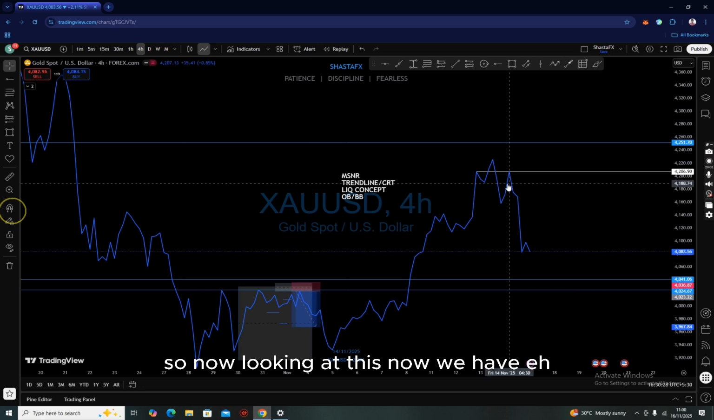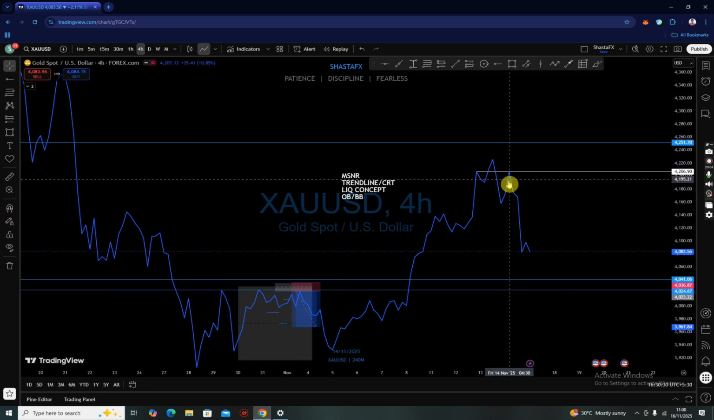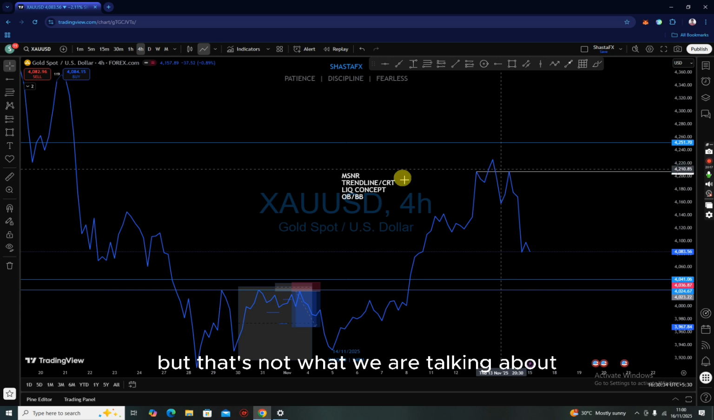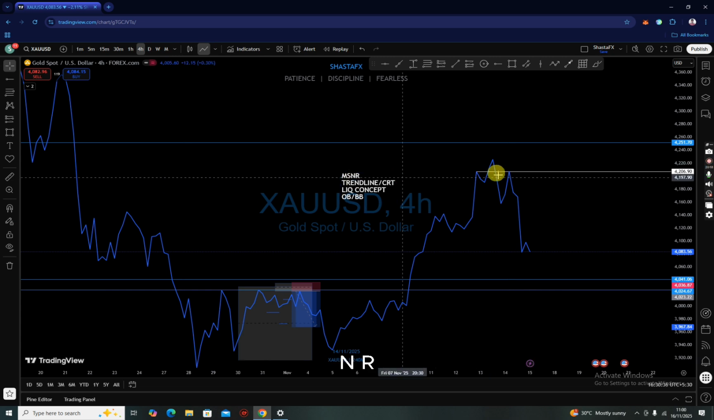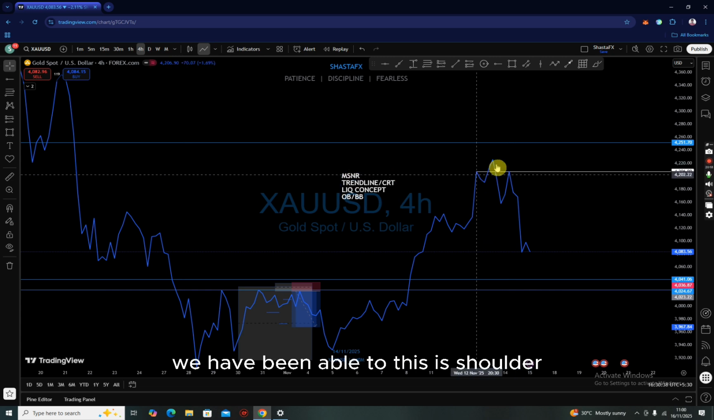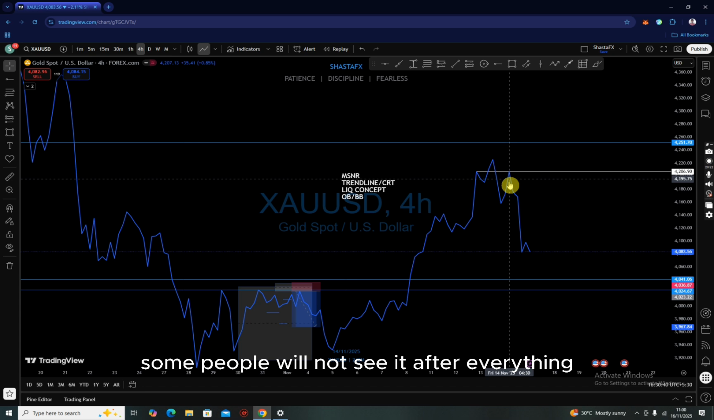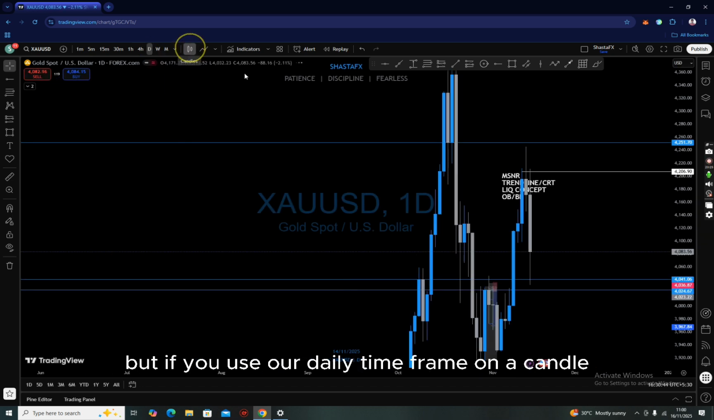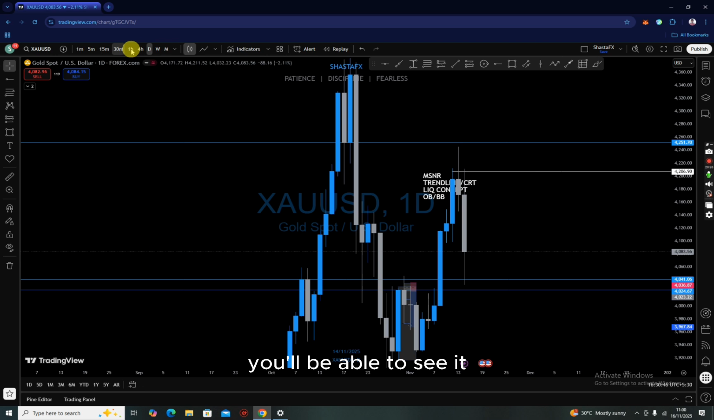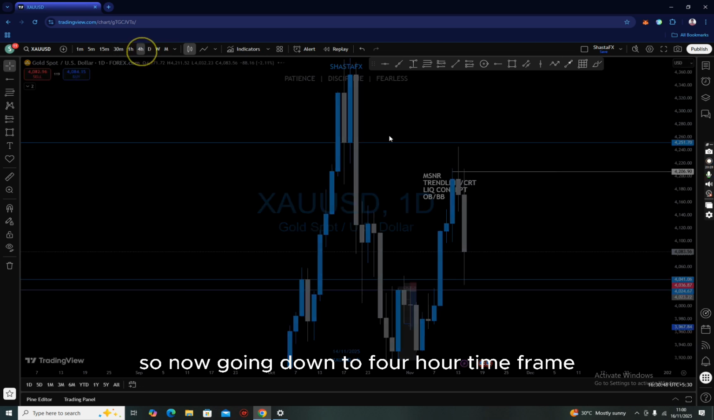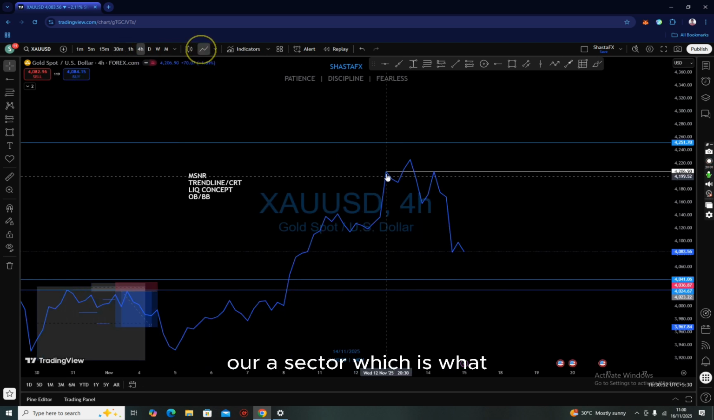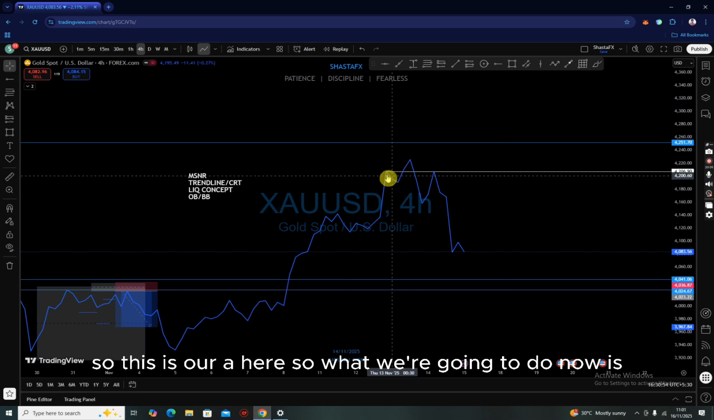Looking at this now, in some strategies they call this an inducement model, but that's not what we're talking about. With MSNR, this is shoulder, head, shoulder. Some people will not see it at first, but if we use our daily time frame on a candle chart, you'll be able to see it. So now going down to the 4-hour time frame, we have been able to capture our A sector. So this is our A here.